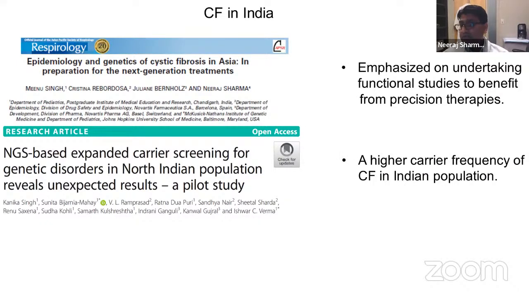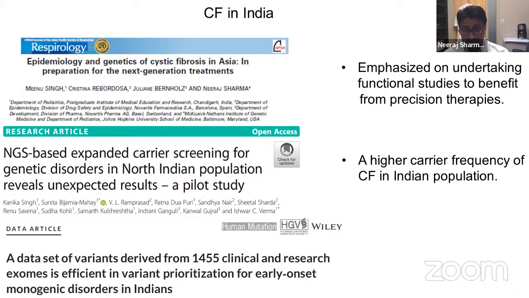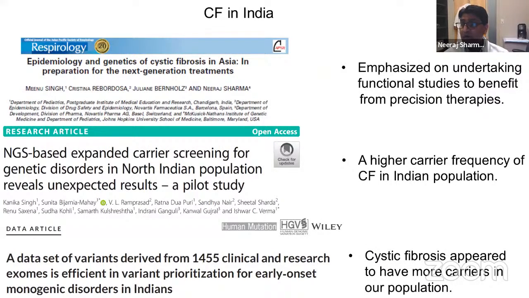there is a higher carrier frequency of CF in the Indian population. Just imagine, even if there is a 0.4% carrier population, given the population of India, how many individuals with CF you could have. And this is the final data set from exome sequencing that has come up and again prioritized the same concept, that there are more carriers of CF in the Indian population.